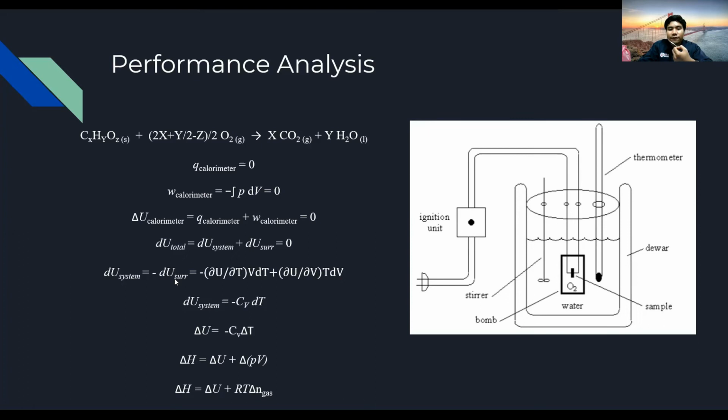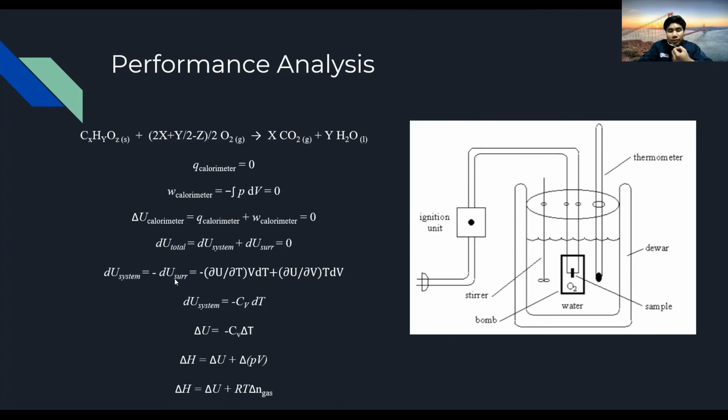And since the bomb is made from stainless steel, the combustion reaction occurs at constant volume and there is no work. So work calorimeter is equal to 0. Thus the change in internal energy, change of U for the calorimeter, is 0. Thus, we get that change of U calorimeter is equal to Q calorimeter plus work calorimeter, which is equal to 0. And the thermodynamic interpretation of this equation is that the calorimeter is isolated from the surrounding atmosphere.